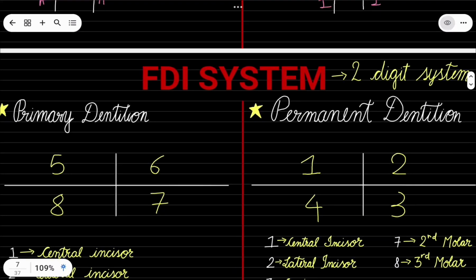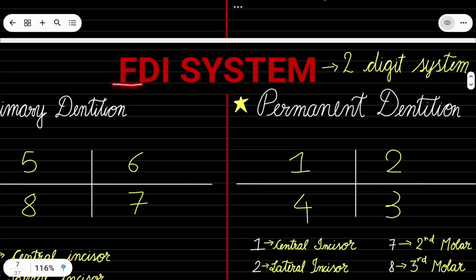Now moving on, we have the FDI system. In the FDI system, FDI stands for Federation Dentaire Internationale. The FDI gave a 2-digit system.